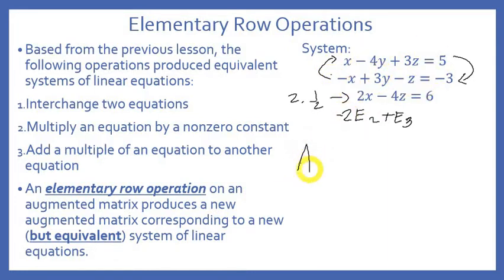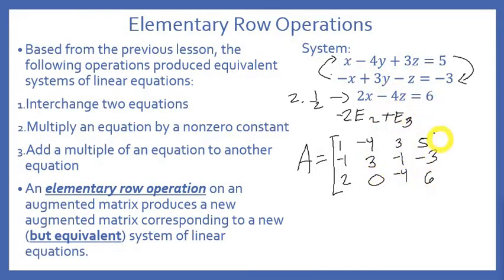So let's say we have matrix A containing the elements. The coefficient here is 1, so I'll write 1. This is -4, this is 3, and that is 5. Then this is -1, 3, -1, -3. This is 2. Y is not here, so I'm going to write 0. Then I'll have -4. Then I will have 6. There you go. So this is our augmented matrix of the given system.